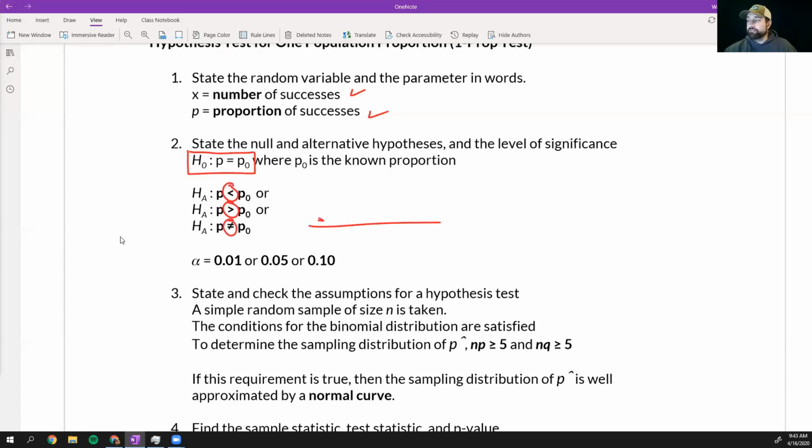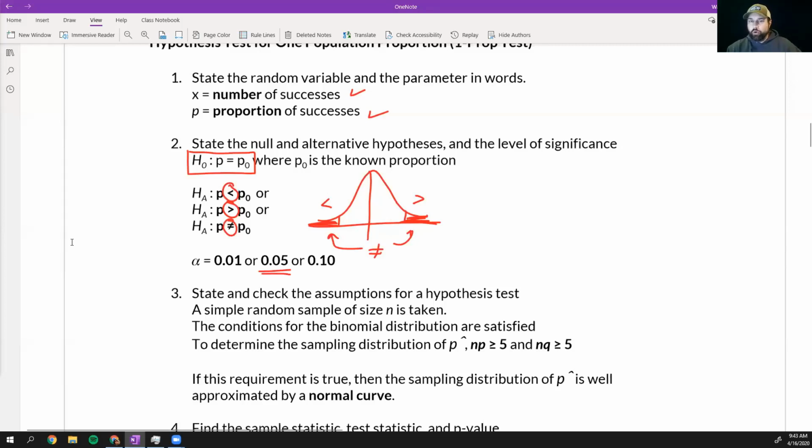And again, this gets back into, we're going to have a normal distribution, and you're either going to shade below for the less than, above for the greater than, or both for not equals to. Okay, so you're going to find that area either below, above, or both, and then you're going to compare that to some certain threshold, usually 5%.